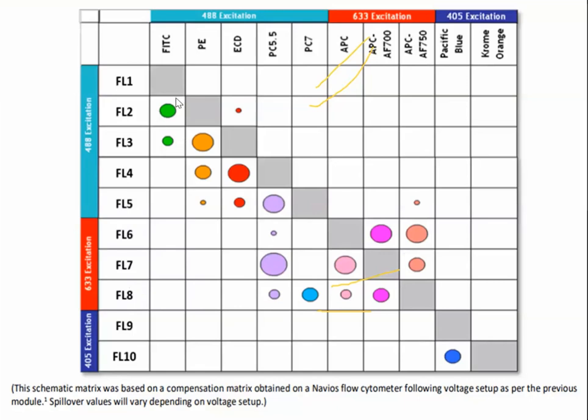Clear? So this is before compensation. Once you compensate, these all should go off. You should get only this. So ideally, the emitted fluorescence of that particular fluorochrome should be collected only by the detector or channel dedicated for it. No other signal should come into it.